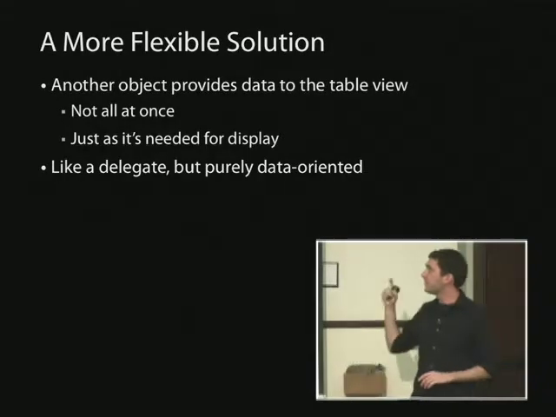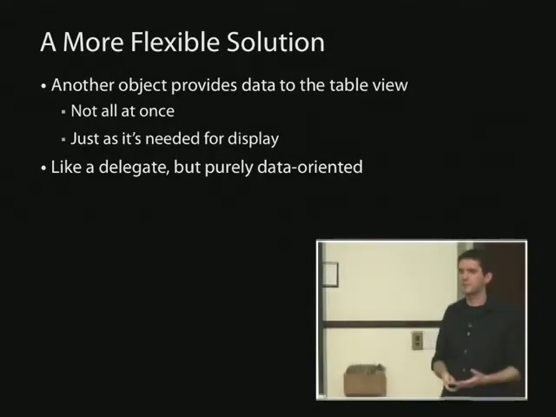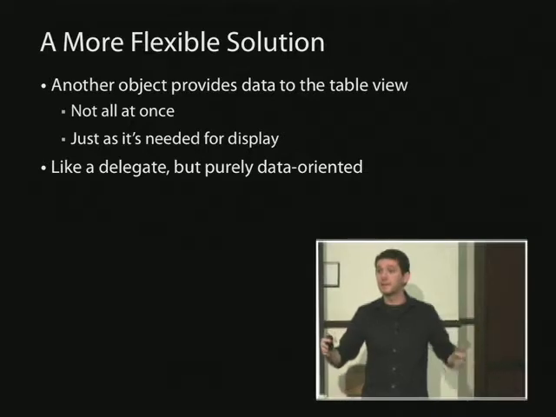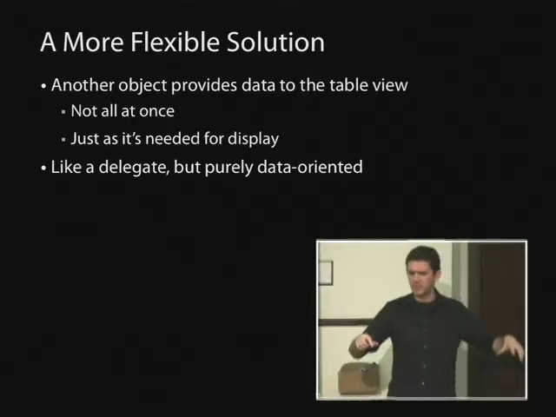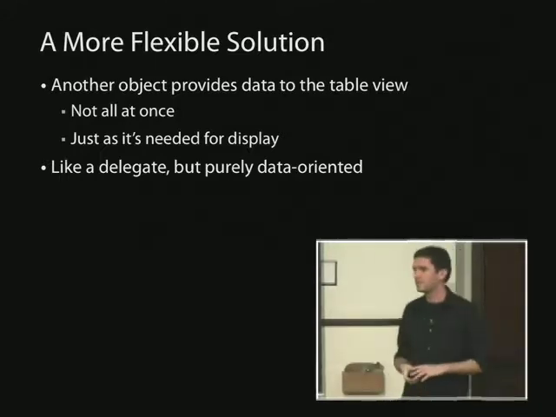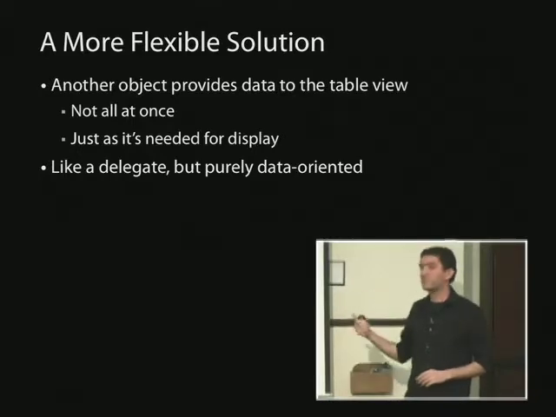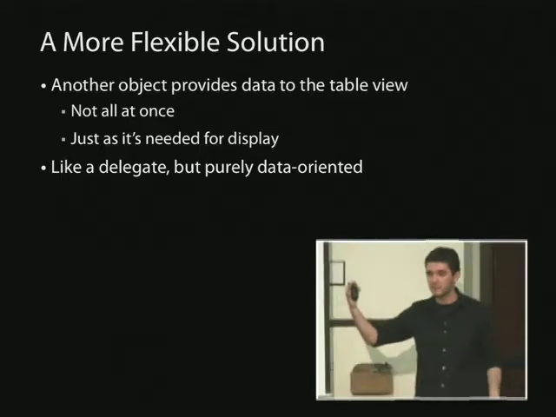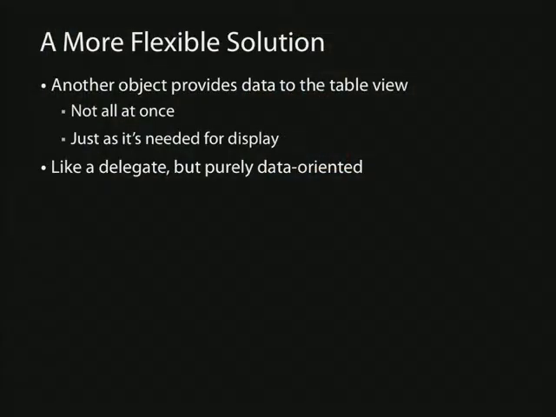What we actually do is go for this more flexible solution we were talking about, the data source protocol. So we have another object that helps out the table view by providing it with data. And in this case, keeping in mind our model view controller paradigm, table view is the view, controller is probably the data source providing the data for the view and getting it from the model. It's not fetched all at once, so table view won't ask the data source for all 10,000 rows right at the beginning. It'll just ask for the 10 that are visible. Just gets what's needed for display right now. Like the delegate, it's purely data oriented. It's just asking the data source for the data.